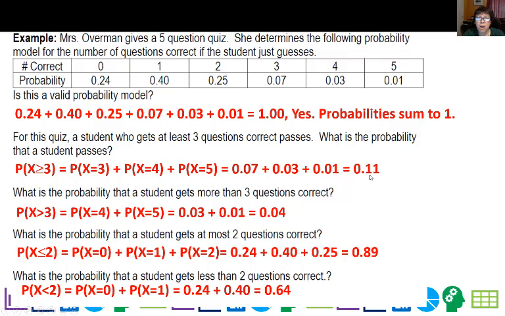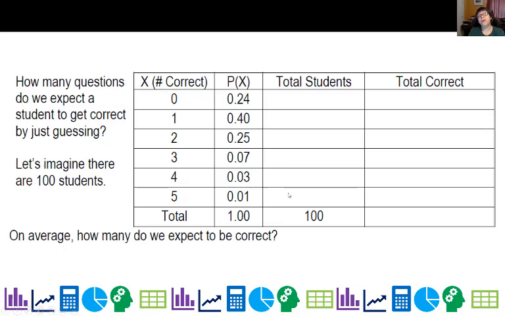So let's say I wanted to know, how many questions, on average, do I expect a student to get right on this quiz? Well, we had the probabilities just now, right? But there is a way to predict the average. Let's just start by imagining 100 students. So if 24% of the time my kiddos get none correct, I would expect 24 students to be in that category. And then 40 for getting 1 right, 25 for 2, 7 for 3, 3 for 4, and just 1 kiddo to get all 5 right.